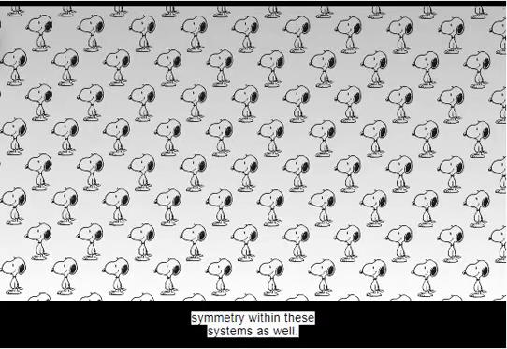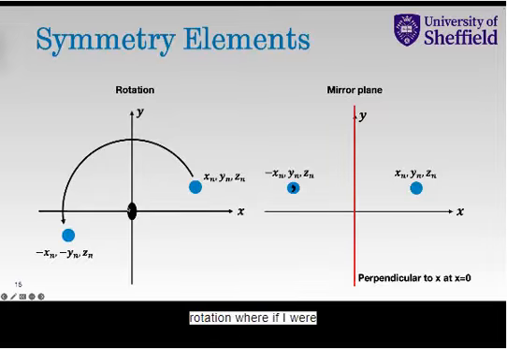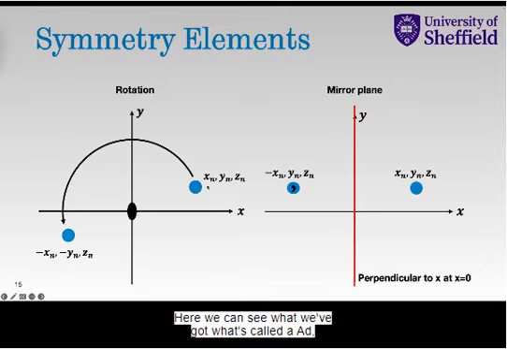So actually, we're going to have to consider symmetry within these systems as well. And there are lots of different symmetry elements that we could have, and some of them will be more or less familiar to you than others. So for example, we could have an axis of rotation where if I were to take everything and rotate it round, I would end up with the same structure. So here we can see what's called a dyad, which is a 2-fold rotation. So if I were to spin everything by 180 degrees around that axis shown there, I would end up with the points shown here. I can have mirror planes within my structure where, as we say, if we reflect everything from one side to the other, we replicate my pattern.